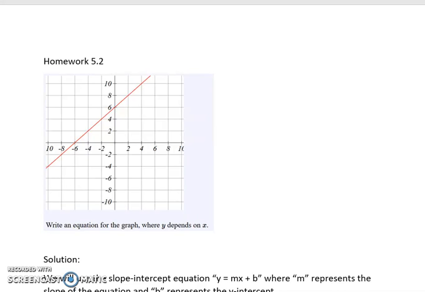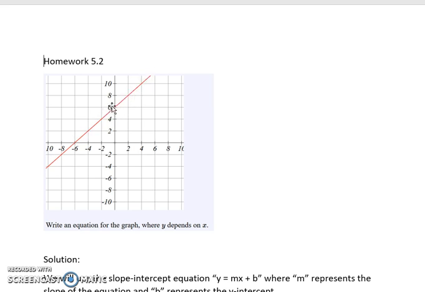This video is an example of how to find the equation of a line given its graph. So here we have the graph of a line, and we want to find what is the equation that represents this line, where y depends on x. So here's the y-axis, here's the x-axis. This is the line that we're interested in.